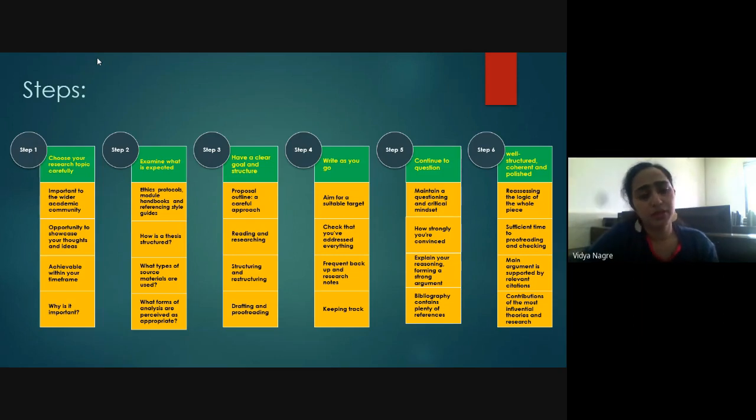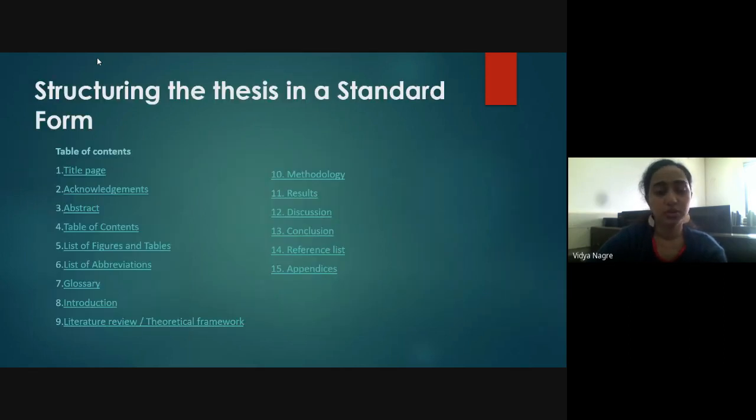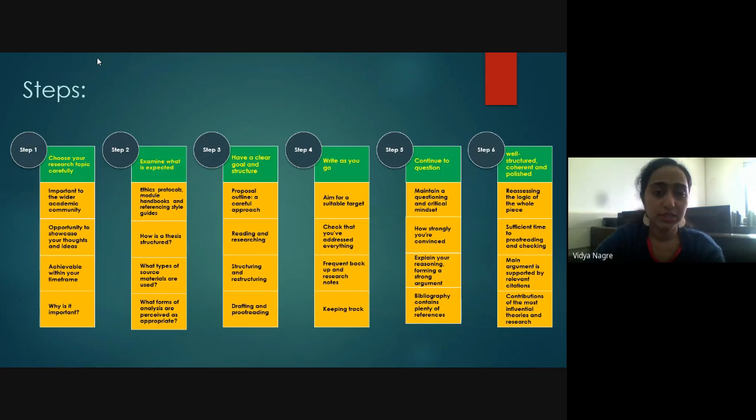So for example, you should always have a proposal outline with a very careful approach. Then you should always invest more in reading and researching before you identify or finalize your topic, especially in the proposal stage. Then think about how will you structure your thesis. So that structuring and restructuring is highly important.